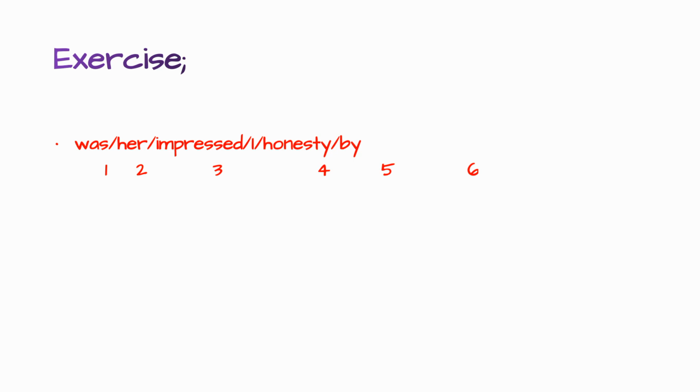Okay. Was, her, impressed, I, honesty, by. So these are the jumbled words. Try to rearrange them into a meaningful sentence, by the information that I have provided you so far. What you have to do? Yes, you know. Please do that. I'll give you 1 minute for this question. Rearrange that into a meaningful sentence.